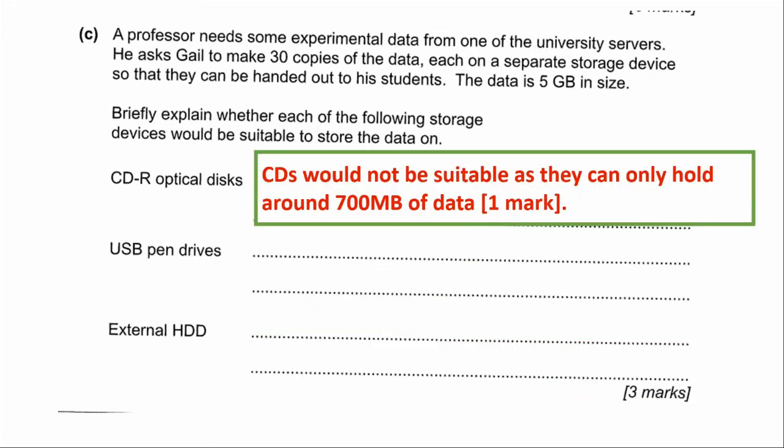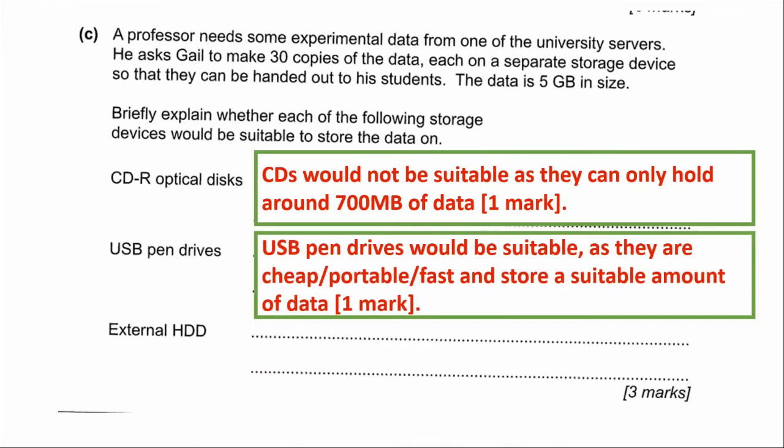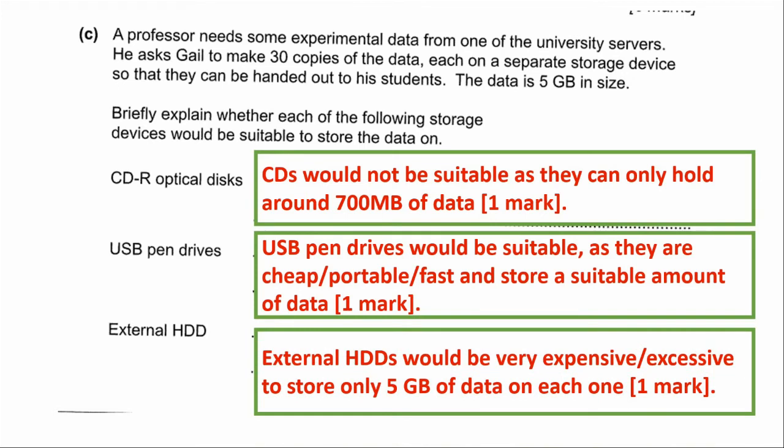So in the exam, if you had a question like this, you just say CDs would not be suitable as they can only hold around 700 megabytes of data. Pen drives would be suitable as they are cheap, portable, fast, and store a suitable amount of data. External hard disks would be very expensive and excessive to store only 5 gigabytes of data on each one. So the pen drive is the way to go there.